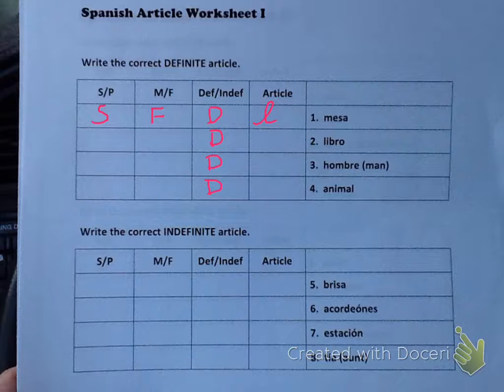And that didn't turn out so well with the A. Try that again. There we go. La mesa. All right, so that's one example there. The other 3 on that section you can do on your own. Let's look at the second section.